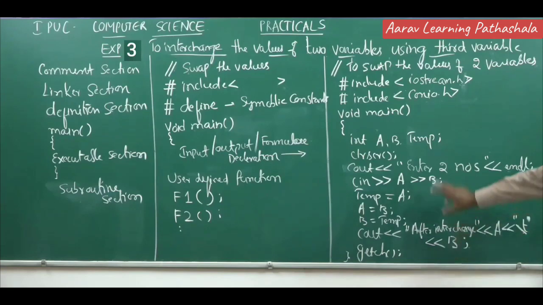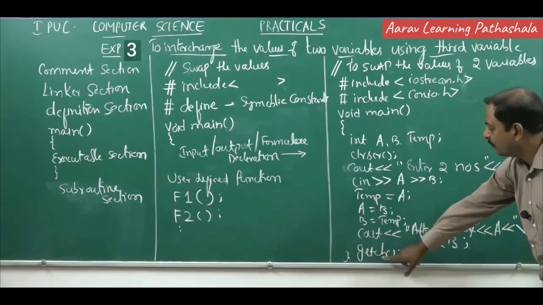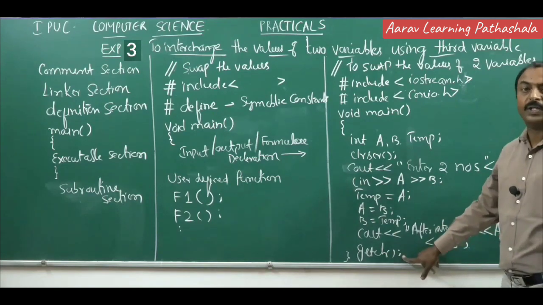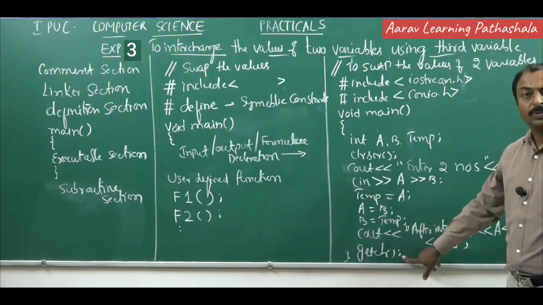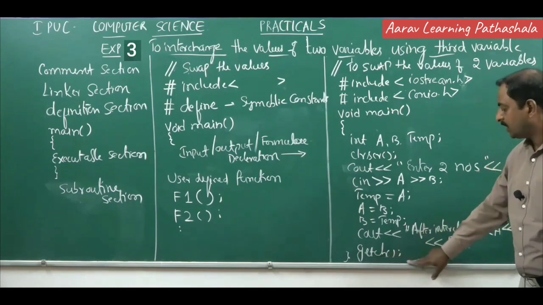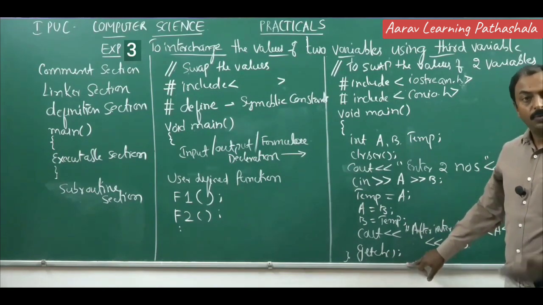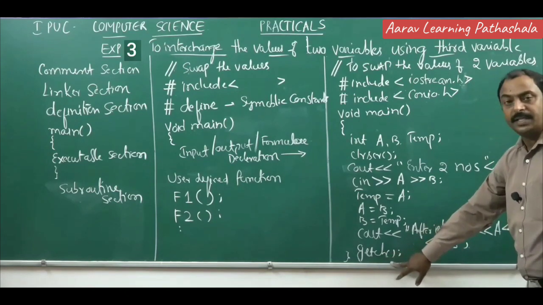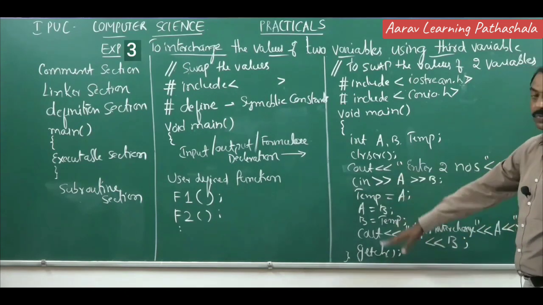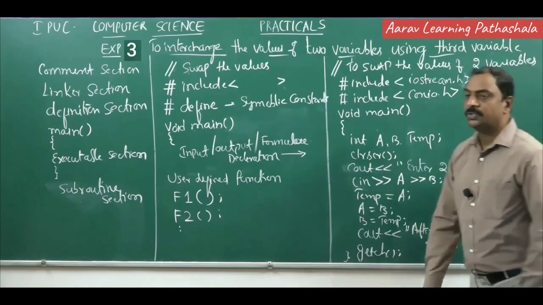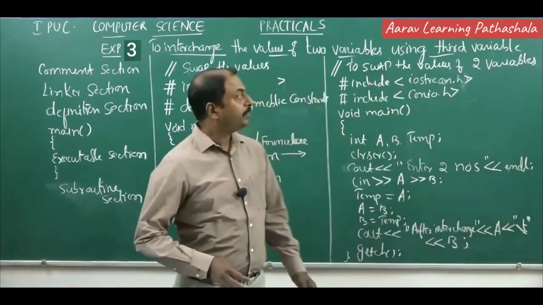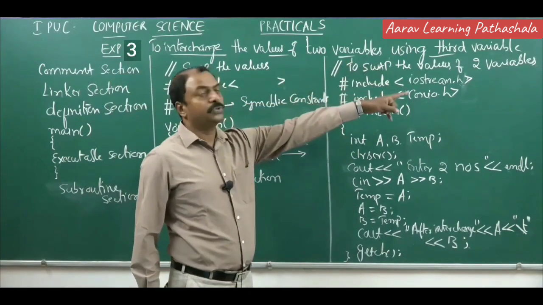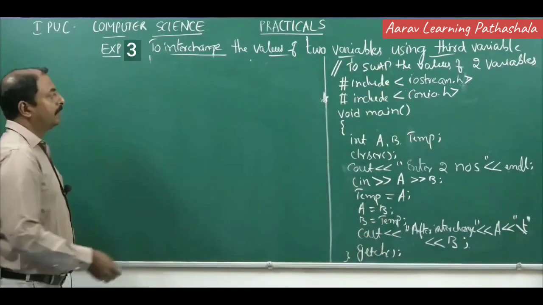This is the end of the statement, and here we have used getch. It is an input function. We use it here to hold the output screen. Its function is to accept an input from the user, the programmer. As soon as you press any key, it will come out of the output screen. So this is a simple program to interchange the values of two variables using a third variable.